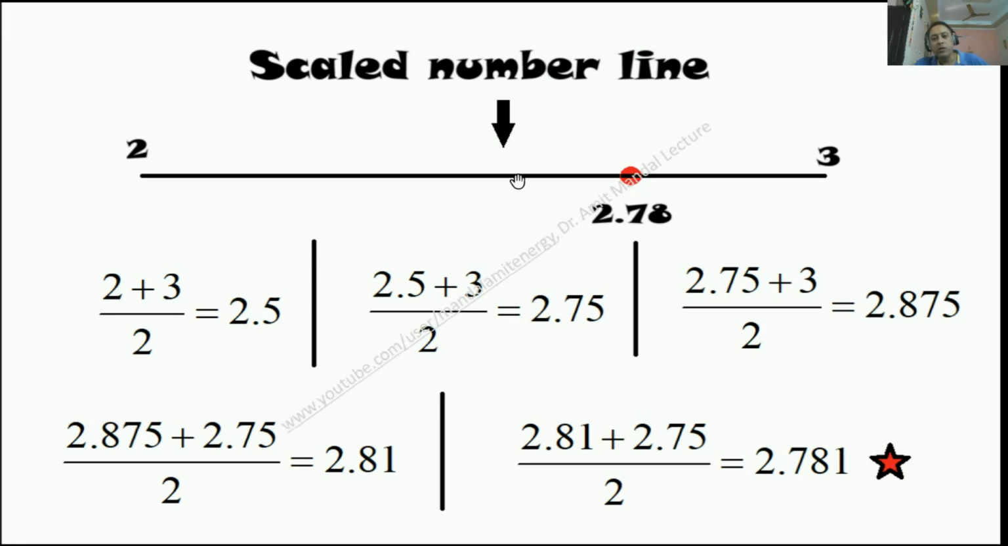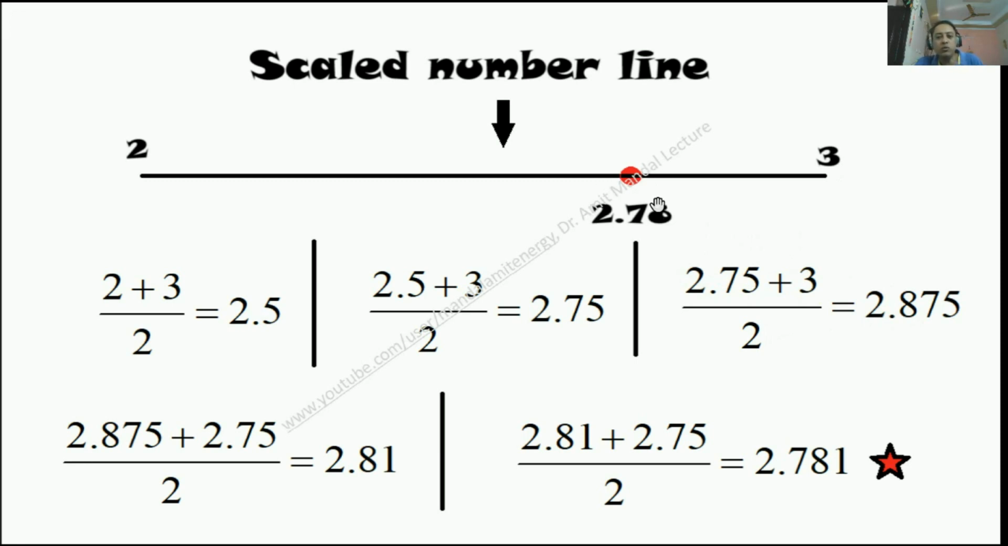We want it more close. So 2.5 plus 3. 3 is toward the right-hand side, 2.5 toward the left-hand side of 2.78. So 2.5 plus 3 upon 2 is 2.75. Now it is much closer. We want a still closer number. Then 2.75 is toward the left and 3 toward the right. Then 2.75 plus 3 by 2 is 2.875. So 2.875 will be a bit right of this number 2.78.